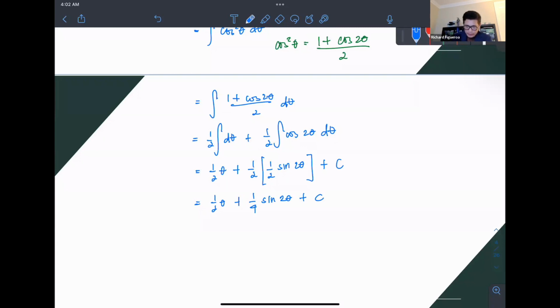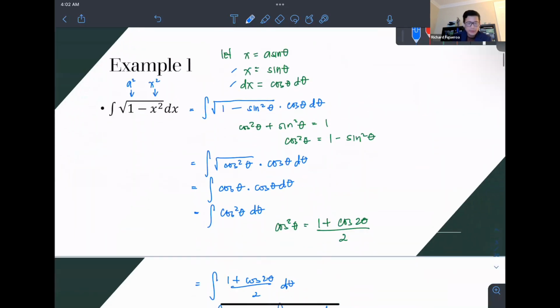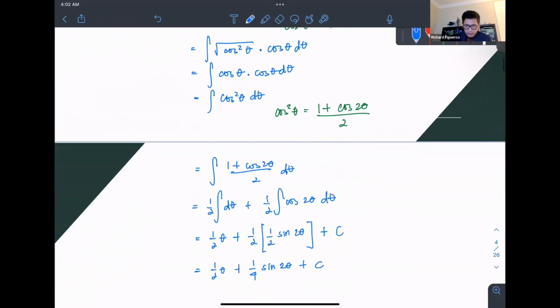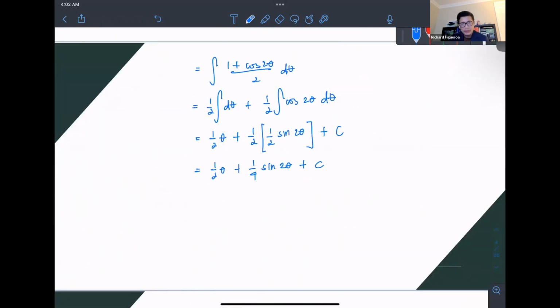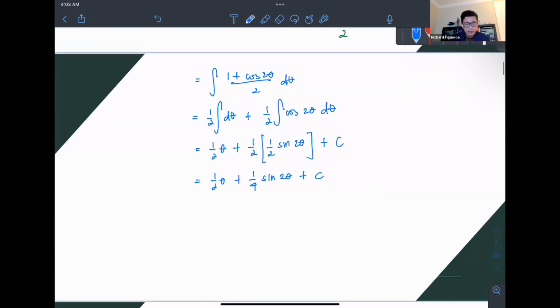And this is the answer. So after using some trigo transformation, however, this is not the original integrand. So we have to transform it back to the original given, which involves x.